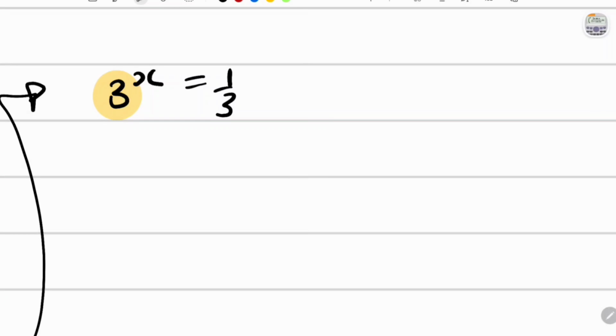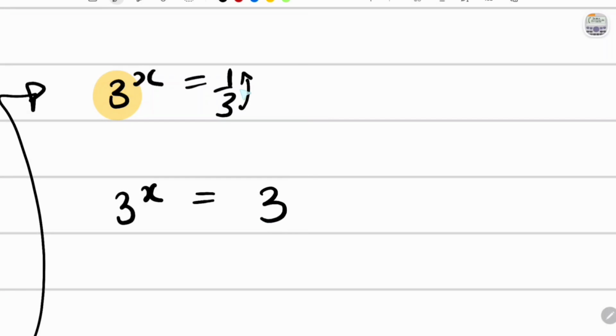Since this is a base of 3 and it's carrying the x, you need to make this a base of 3. How do we make 1 over 3 a base of 3? You can do this by taking that 3 on the denominator and moving it to the top, to the numerator. When you do that, we still have the 3 to the power of x.